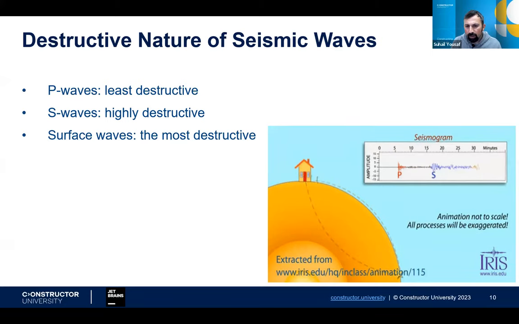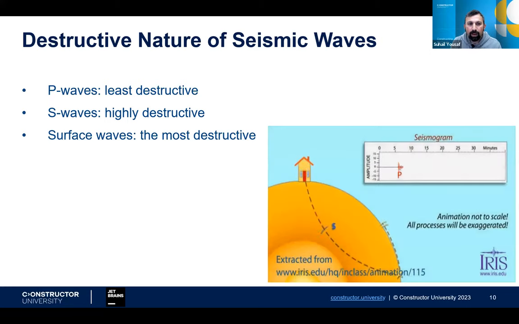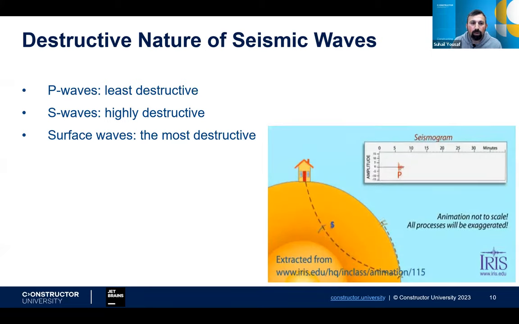And as you can see in this animation, the P waves and the S waves are subsurface waves. So basically they travel under the surface of Earth. But the surface waves travel over the surface of Earth. Next, please.